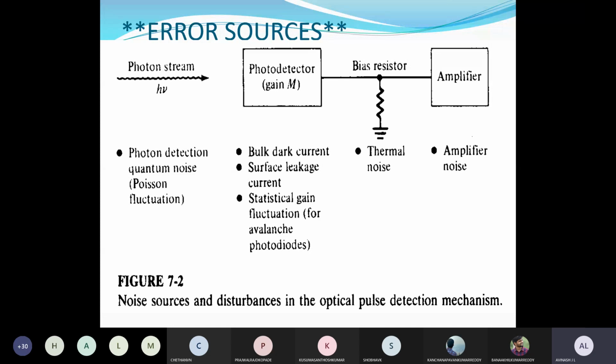We can say error or noise, both are the same. Error means what? The signal is not received properly, and that is called error. Why is it going to happen? Because of noise. So I can say that it is a noise source or disturbance, or I can say that it is an error. So we can draw this particular diagram. In this diagram, we can make a note: noise sources and disturbances in the optical pulse detection mechanism.